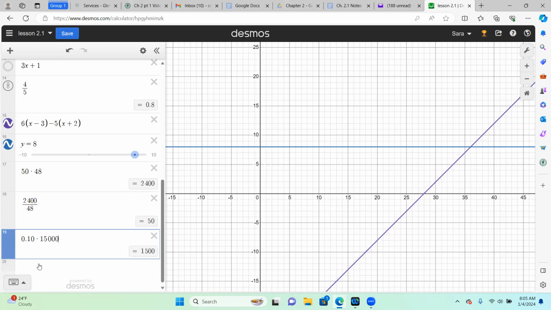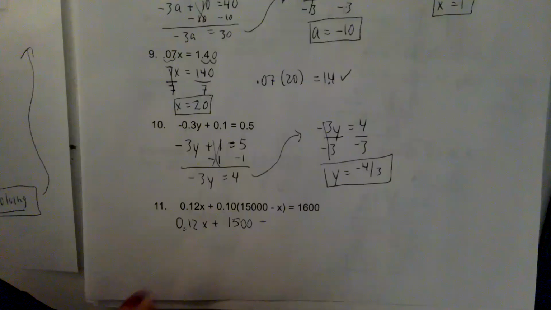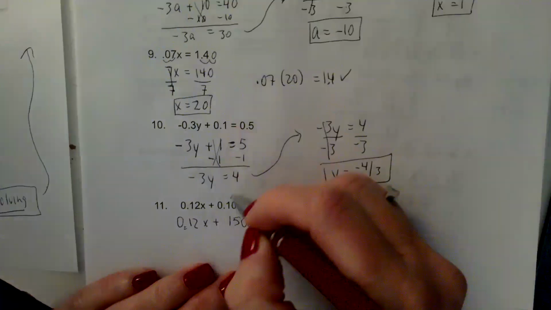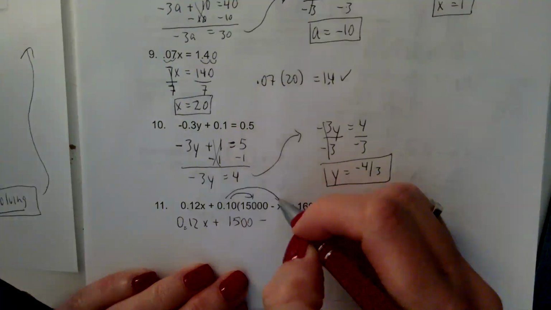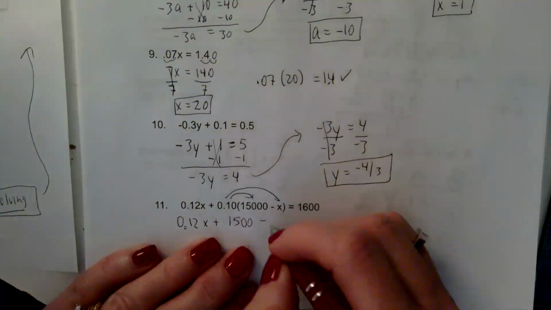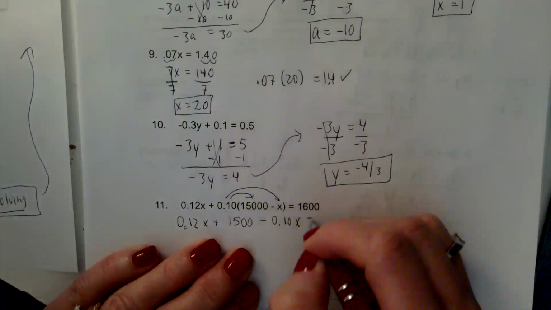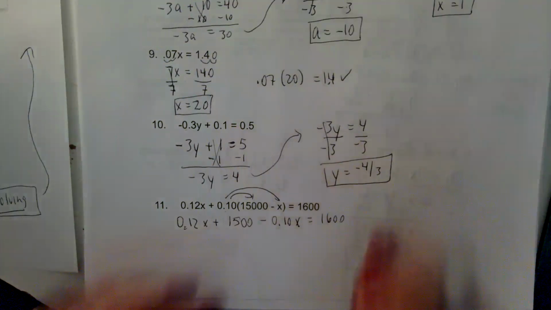Minus, and then we have to distribute the 0.10. So I'm going to go back to my paper for a moment. So I distributed that, and then I have to distribute to the x. So it's minus 0.10x equals 1,600.